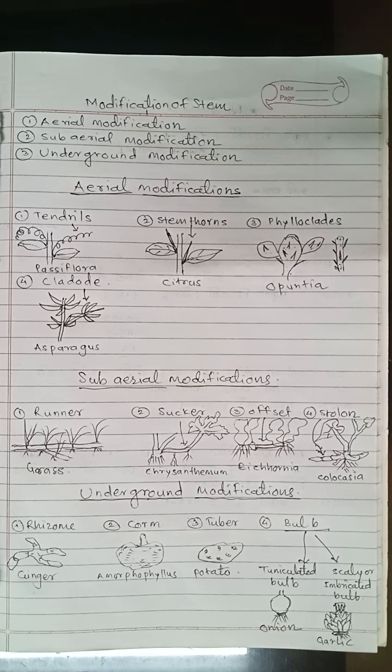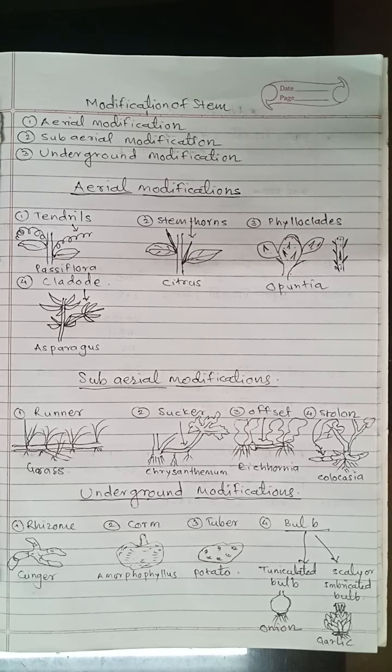Bulbs are of following two types, tunicated bulbs and scaly or imbricated bulb. First one, tunicated bulb. In tunicated bulb, the fleshy leaf bases are arranged in a concentric manner. The entire bulb is covered by peripheral dry membranous leaf base called tunics, hence called the tunicated bulb. Example, Allium cepa, that is onion.